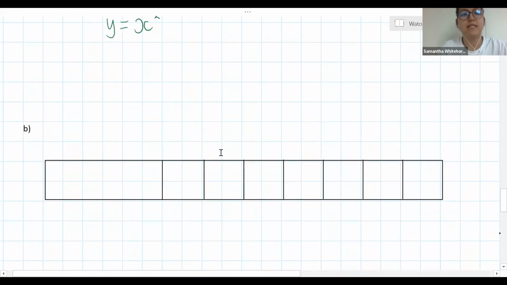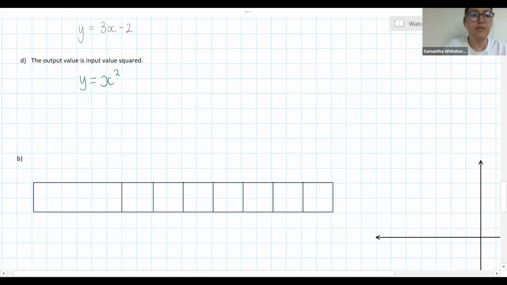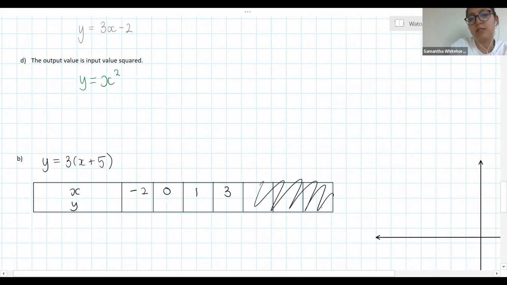If we put that with our table and we say y is equal to 3 times x plus 5, we know that because we have an equation, we can get inputs and outputs, right? So here's our input, here's our outputs. We really don't need so many, so I'm just going to pick a couple. Let's do -2, 0, 1, and 3. So we can ignore these blocks at the end.